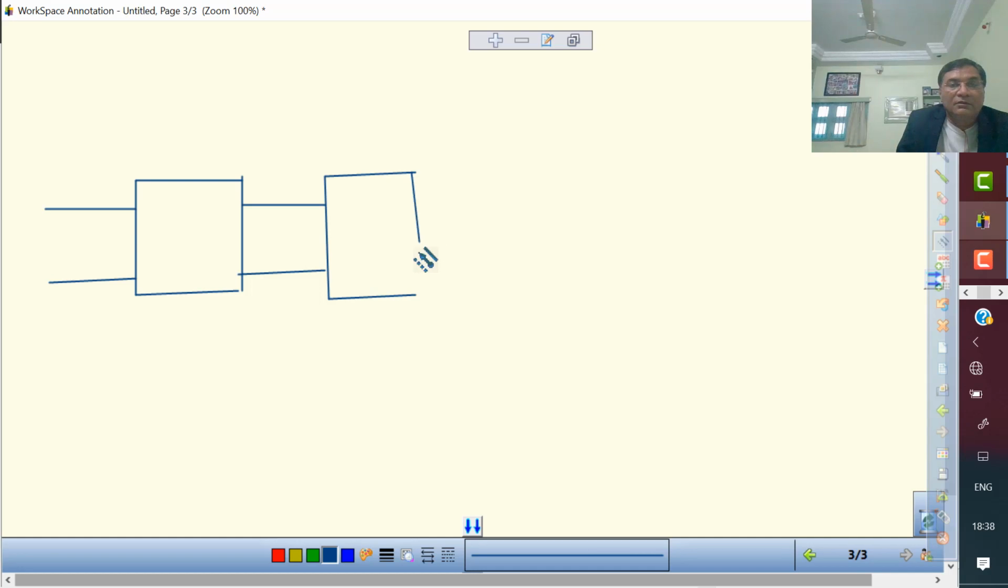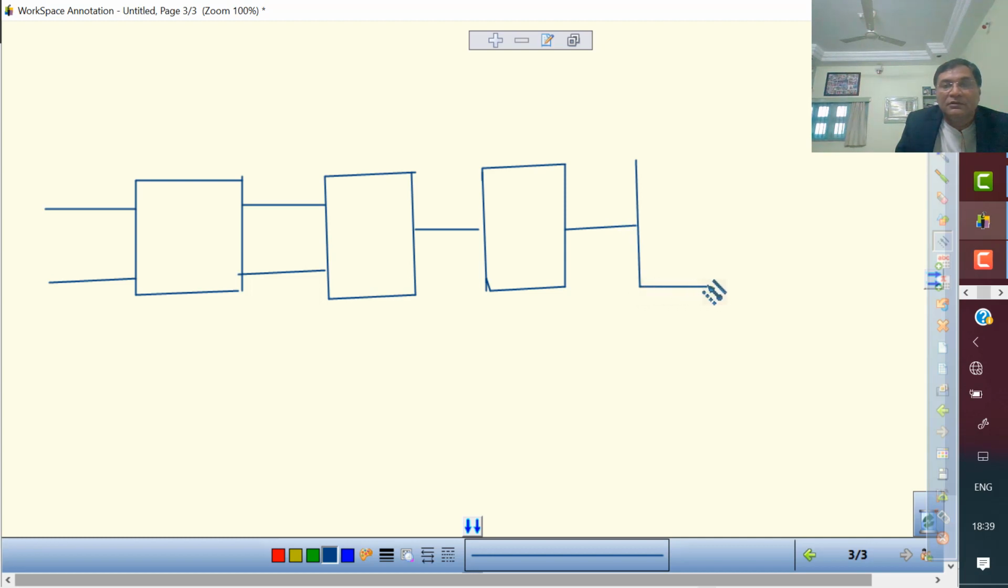Then we have the second block, and it has only one output. Again we have one more block. It is called level shifter, emitter follower in fact. Again you have one more block, and that is called output stage, and it is made of push-pull amplifier. So finally you have output. So we have two inputs, two outputs, one output, and final output.